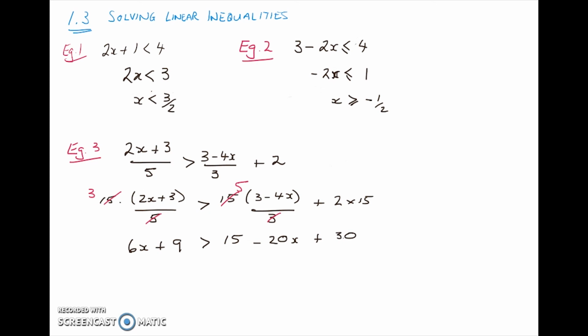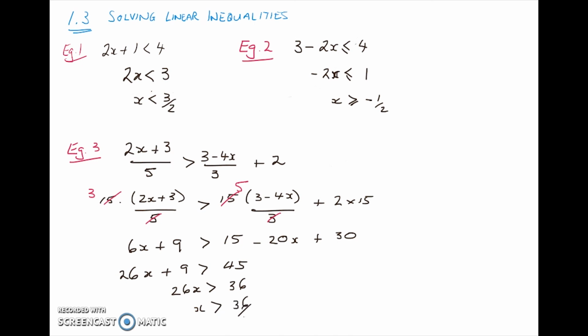So now we can collect like terms, collect all our variables onto one side. So we're going to add the 20x to both sides. We've got 26x plus 9 on the left, and on the right we've now got 15 and 30 makes 45. Subtract the 9 from both sides, we're left with 26x is greater than 36, and then dividing by 26.